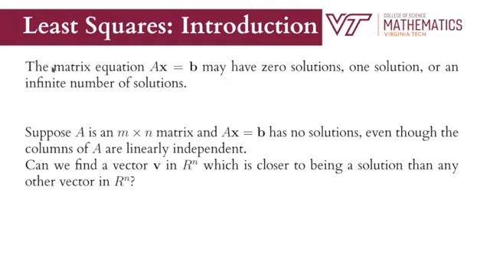Way back in chapter 1, we saw that the matrix equation Ax equals b may have no solutions, can have one solution, or can have an infinite number of solutions. Suppose that we have a system that has no solutions, but the columns of A are linearly independent. Then can we find a vector that is closer to being a solution than any other vector? In other words, can we find the best possible approximation to the solution?